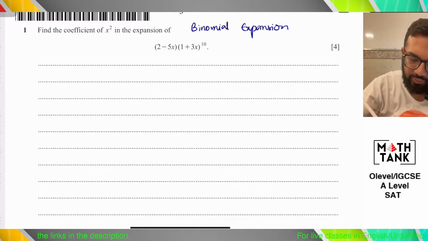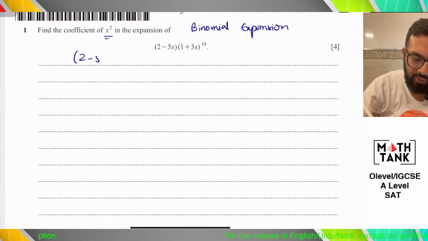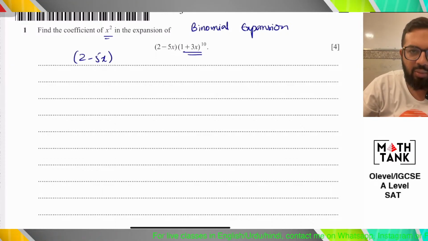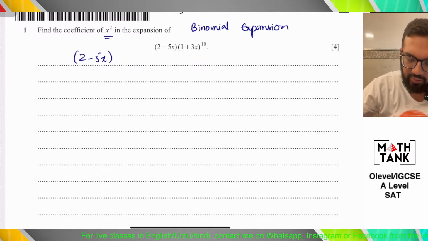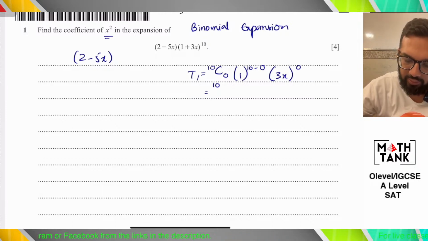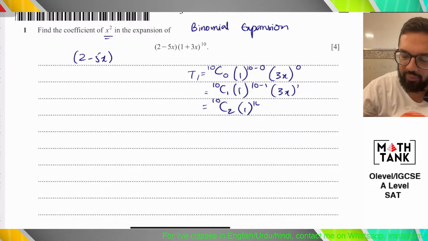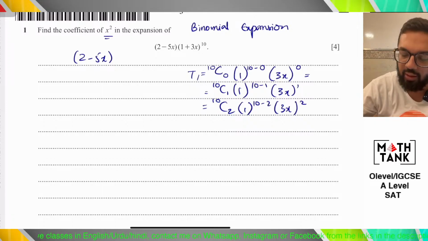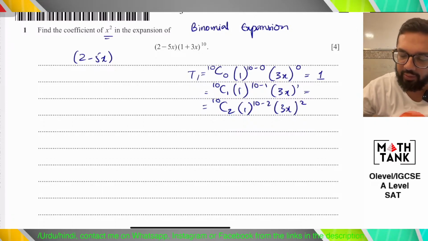Okay, there's just one term. I want x squared. So what I should do is take out a couple of terms, in fact. Okay, this seems like a reasonable assumption. 10c0, 1 power 10 minus 0, and 3x power 0. 10c1, 1 power 10 minus 1, 3x power 1. 10c2, 1 power 10 minus 2, 3x power 2. I could also pick out selected terms and calculate them as well, but that's a choice that you have.